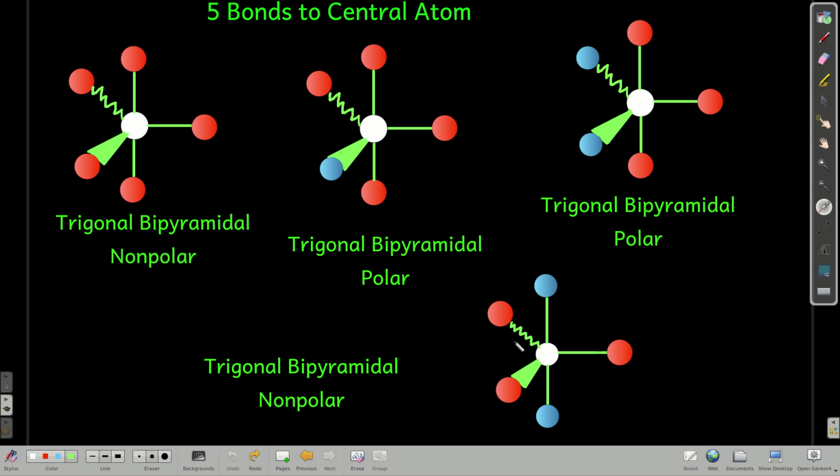Now what you should do is you should see what you can do with there being six bonds to the central atom and figure out the different permutations there.